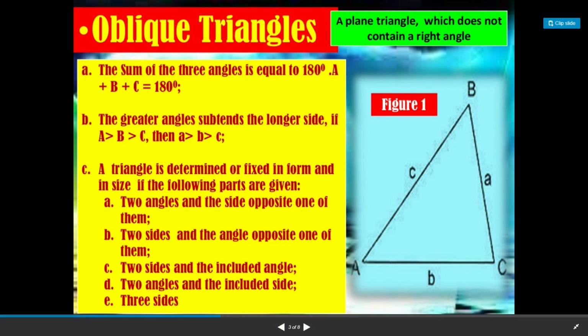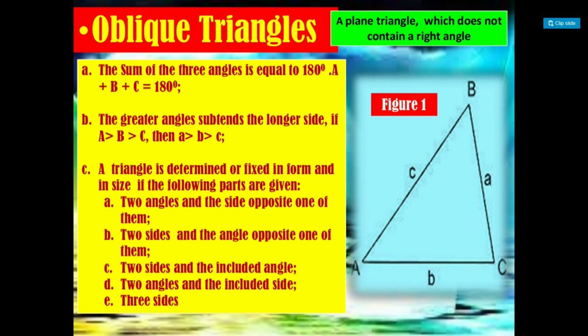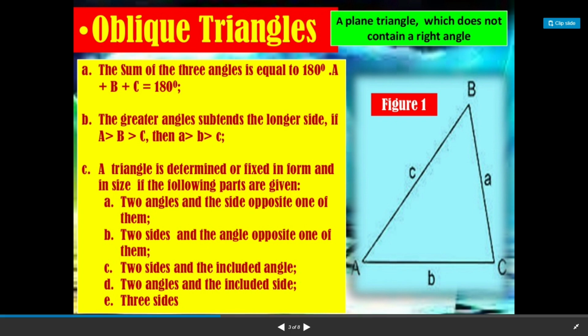Take note also in letter B, the greater the angle subtends the longer side. If A is greater than B is greater than C, then it also applies in the sides of a triangle. That is, side A is greater than side B is greater than side C. In our previous lesson, we also denote a small letter as our sides. So this is side A, opposite of angle A is side A, opposite of angle B is side B, and opposite of angle C is side C.